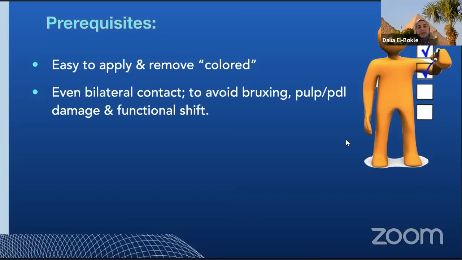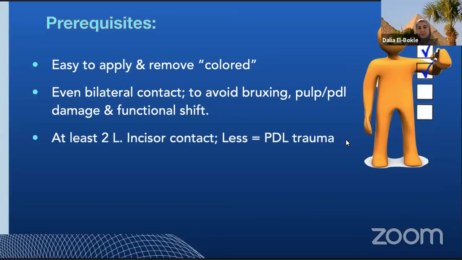We should always aim for even bilateral contact, because if we don't have bilateral contact, the patient will start bruxing. And bruxing is not good for the joints, it's not good for the muscles. We might end up having pulp or periodontal damage, and we might even cause a functional shift if we are not sure that we have even bilateral contacts.